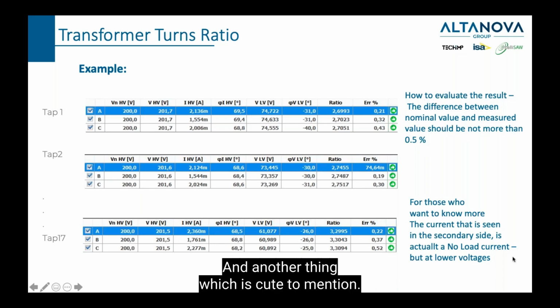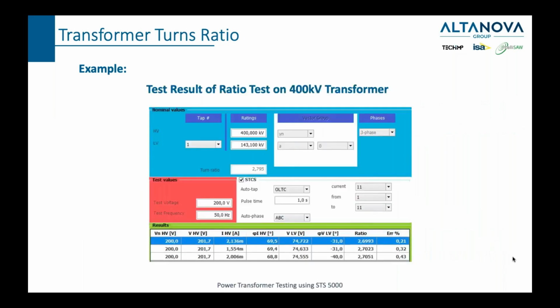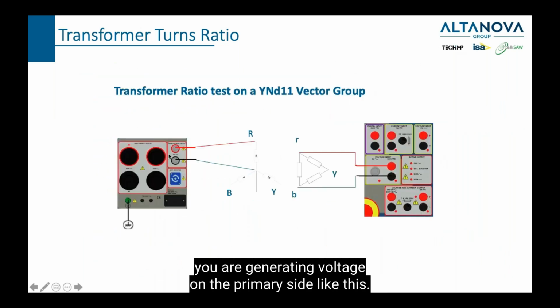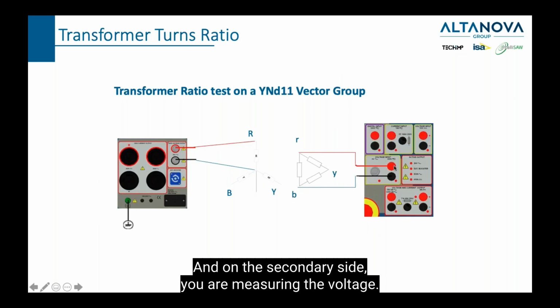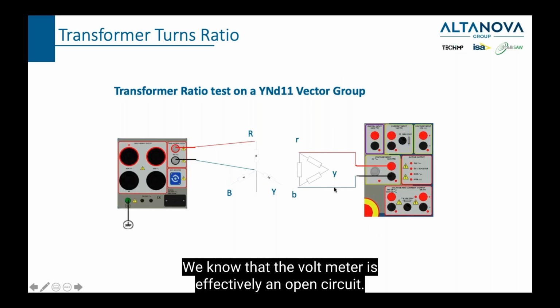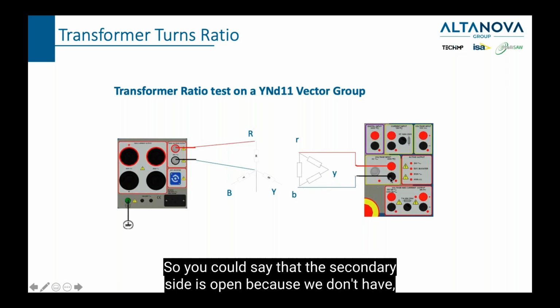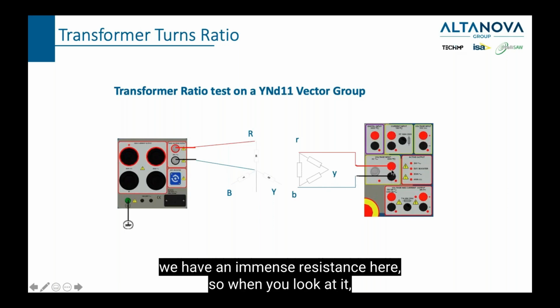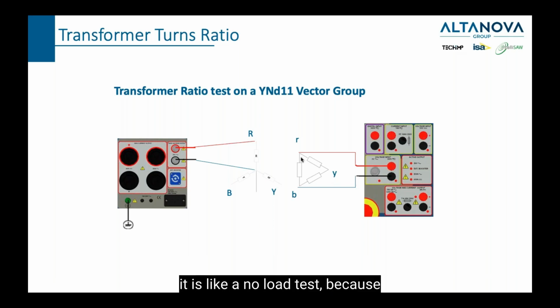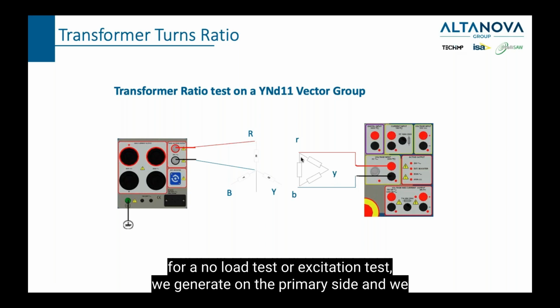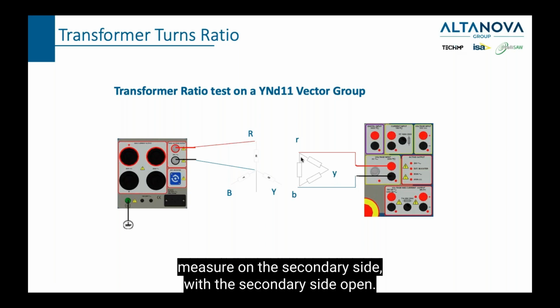And another thing which is cute to mention, think about this fact. When you're doing this test, you are generating voltage on the primary side, like this, and on the secondary side, you are measuring the voltage. We know that the voltmeter is effectively an open circuit. It has an infinite resistance. So you could say that the secondary side is open because we have an immense resistance here. So when you look at it, it is like a no-load test, because for a no-load test or excitation test, we generate on the primary side and we measure on the secondary side, with the secondary side open.